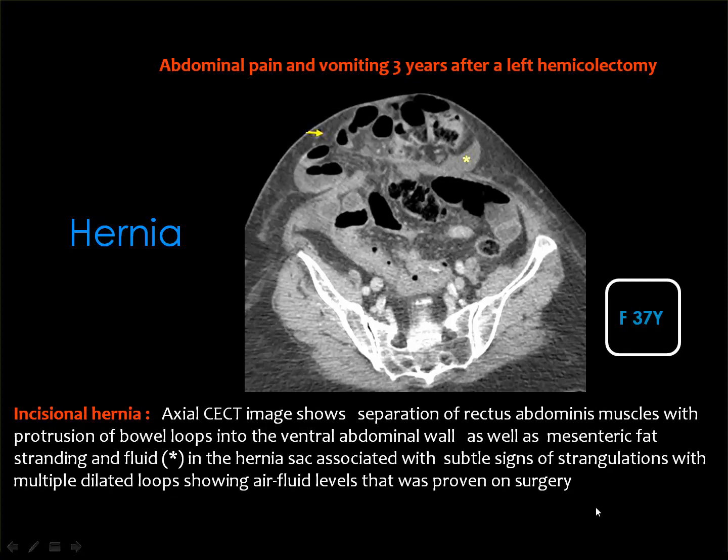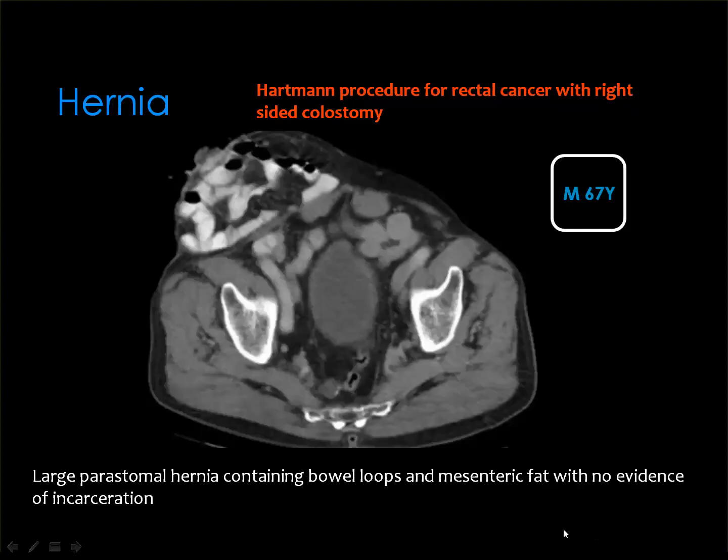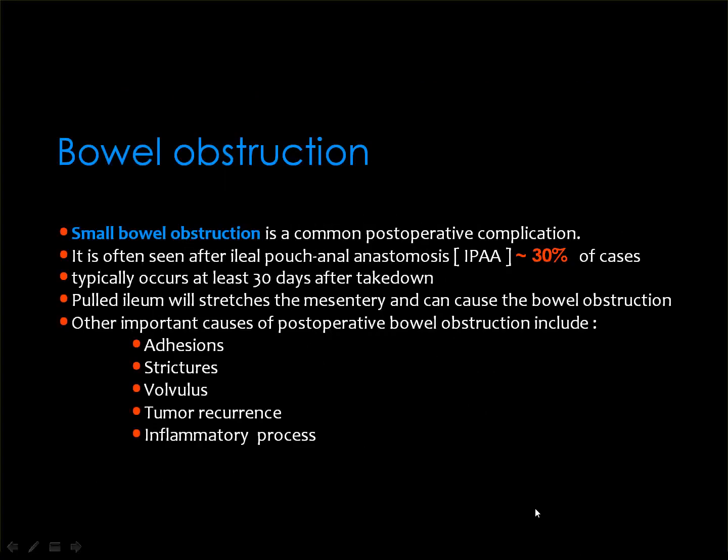Then hernia may complicate some of the abdominal surgeries, including this type of surgery, and you got a displacement of the bowel loops inside the hernial sac. The bowel loops may be incarcerated and may show some fluid levels denoting incarceration. But here you can see the bowel loops outlined by orally administered contrast material with no signs of incarceration.